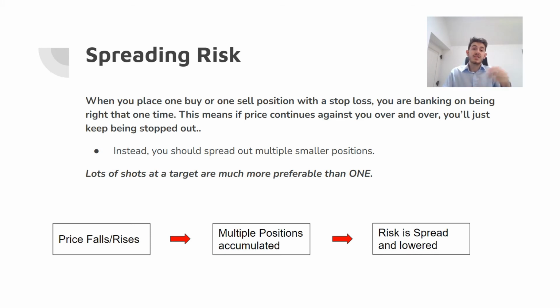Okay, so instead of having one shot of the market with stop losses, we can accumulate positions over time. Now, stop losses, they're not awful things. You can trade with them and you can still make money, but you just need to be really careful where you put them, especially if you're accumulating positions over time and spreading your risk.